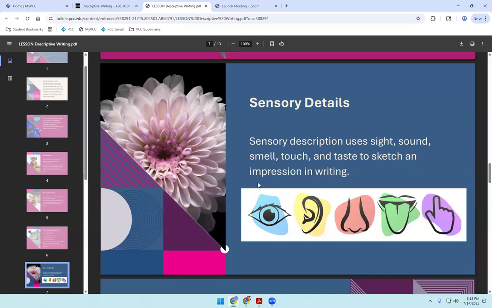Okay, a great way to make sure that you are really describing something fully is to think about all of those senses. Is there a way to describe it with your eyes, with your ears, with your nose, with your tongue, and touch? So I'm going to, no, I'll do that in a second.